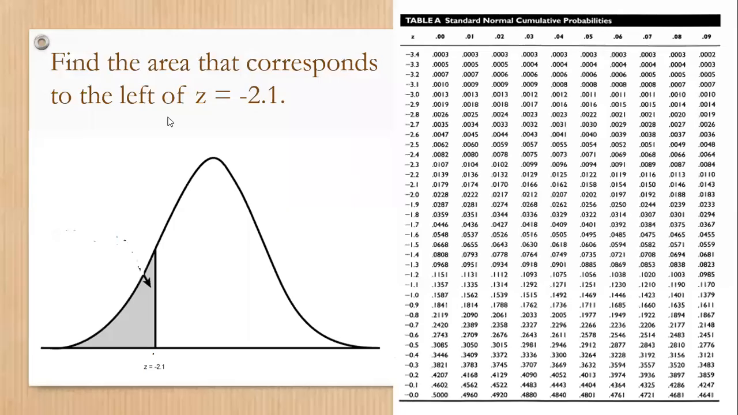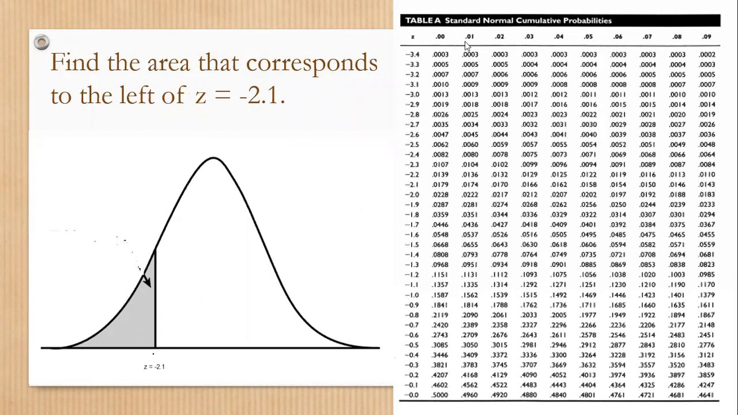Okay, so yung first example natin, find the area that corresponds to the left of z equals negative 2.1. So sabi ko sa inyo, pag nagdo-draw ng normal curve, ito yung z equals negative 2.1. Since to the left yung tinatanong sa atin, so this is the shaded region. Nasa left side, negative 2.1.